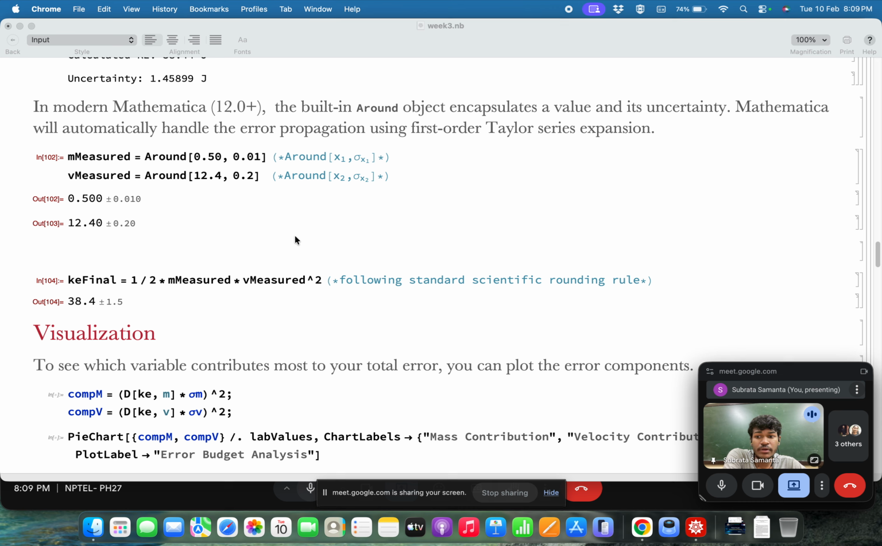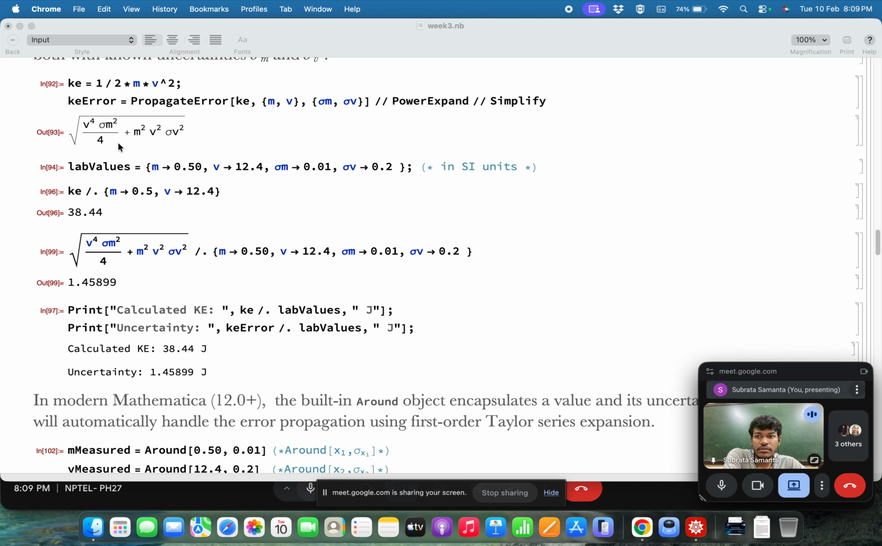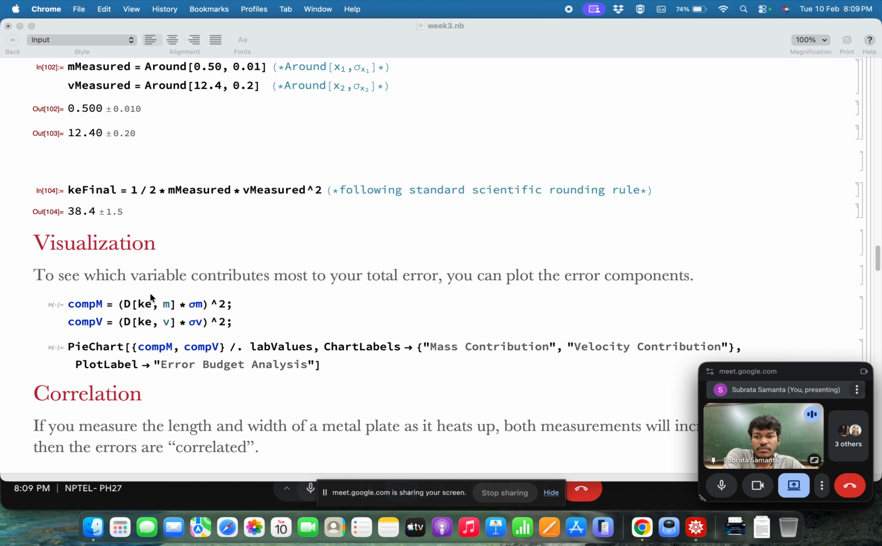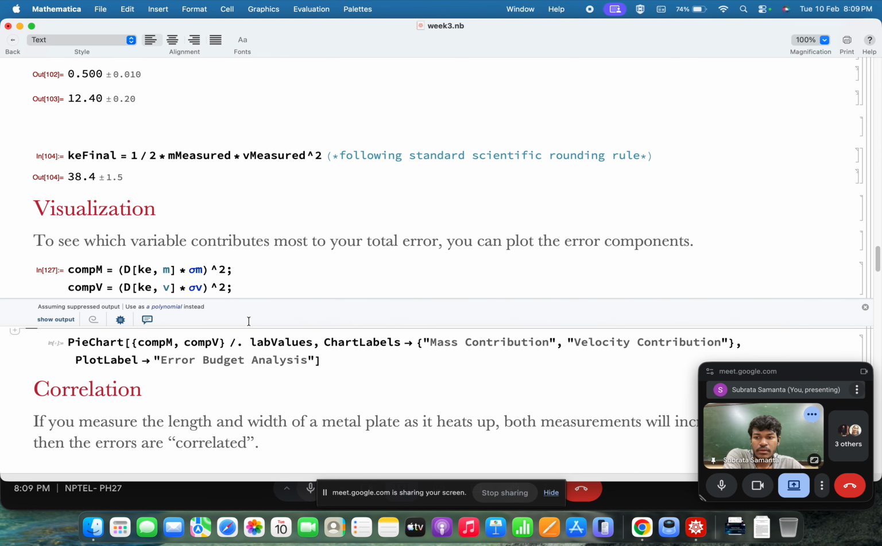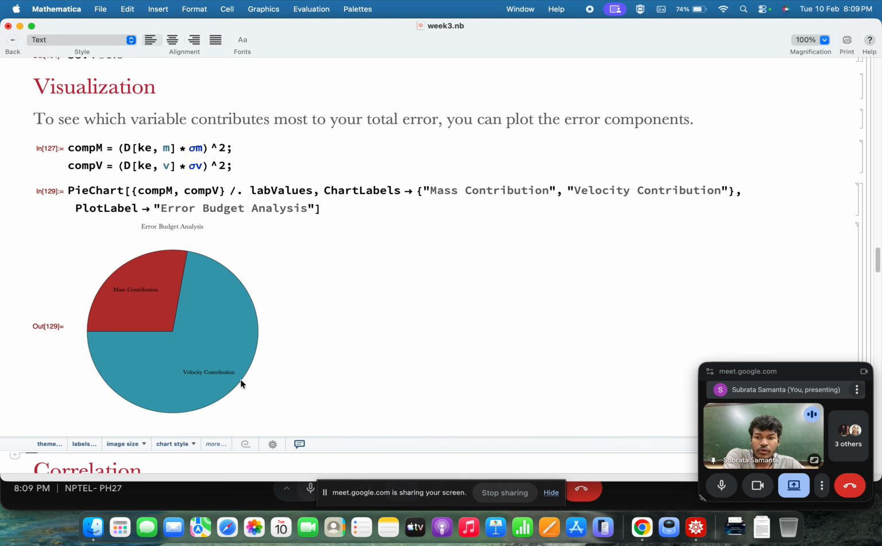So again I use the same exercise. This is an example, the kinetic energy problem. So this is my kinetic energy, and I take the derivative with respect to m and multiply with sigma m, and this is squared. So this is basically my component of m, and similarly for the other variable, the component of v. Now I plot this. If you plot this, you see your velocity contributes large contributions to the error.